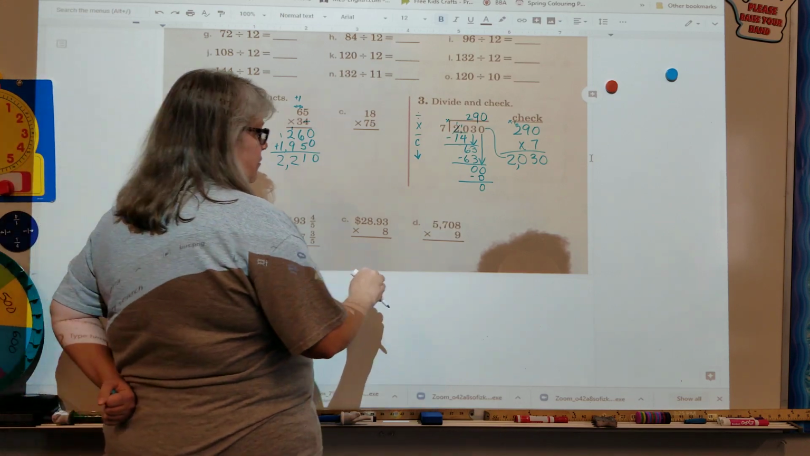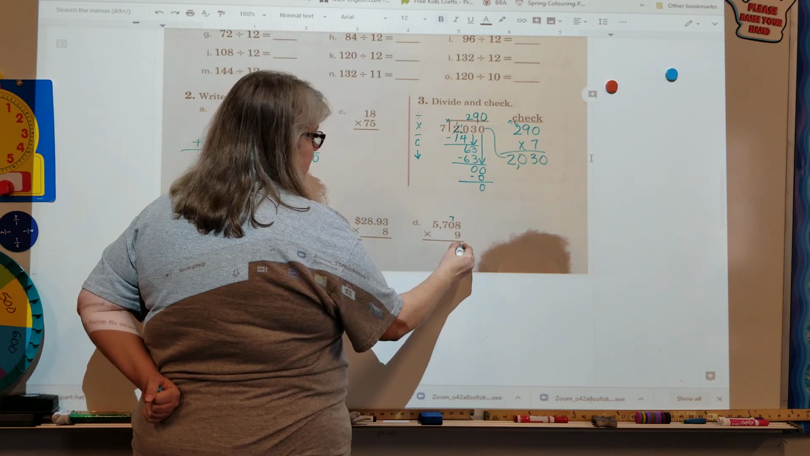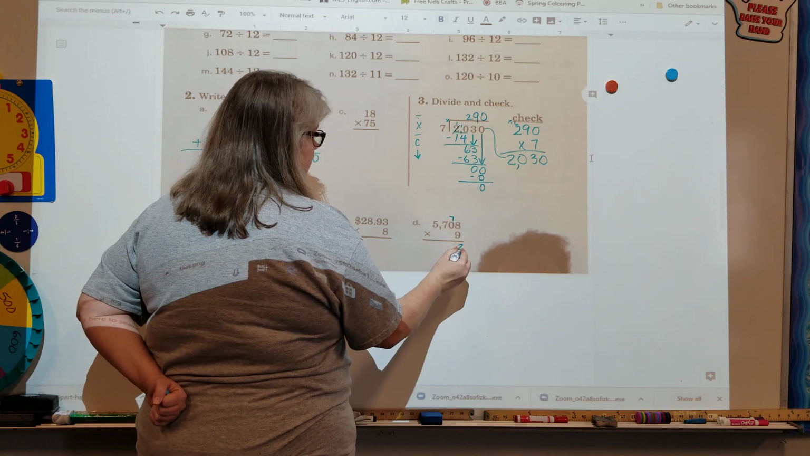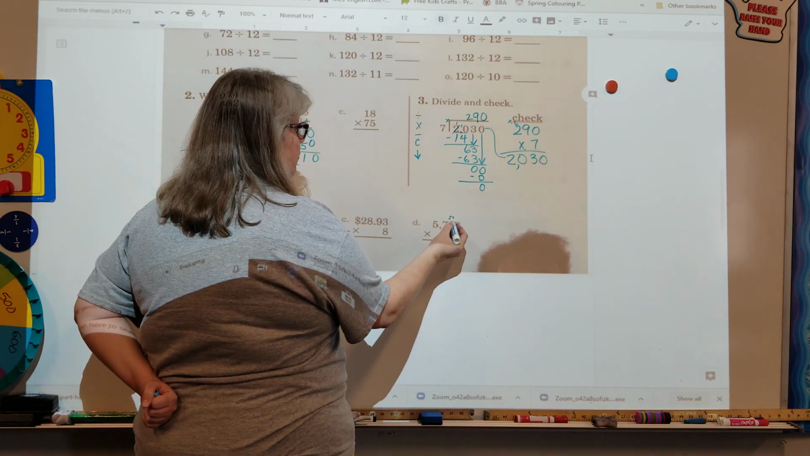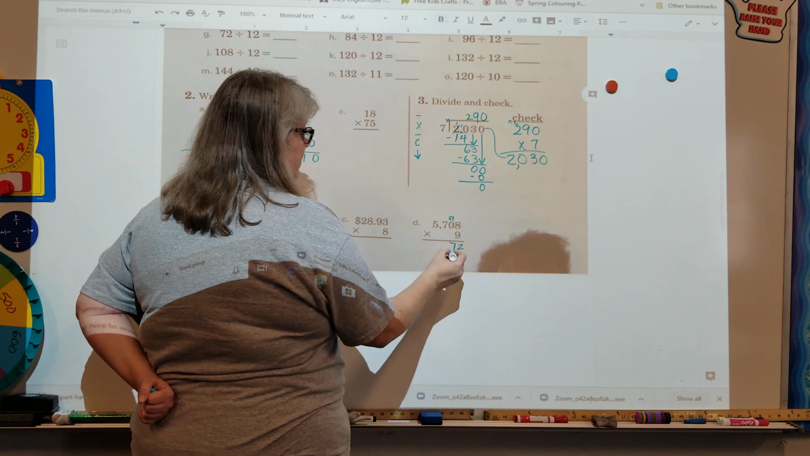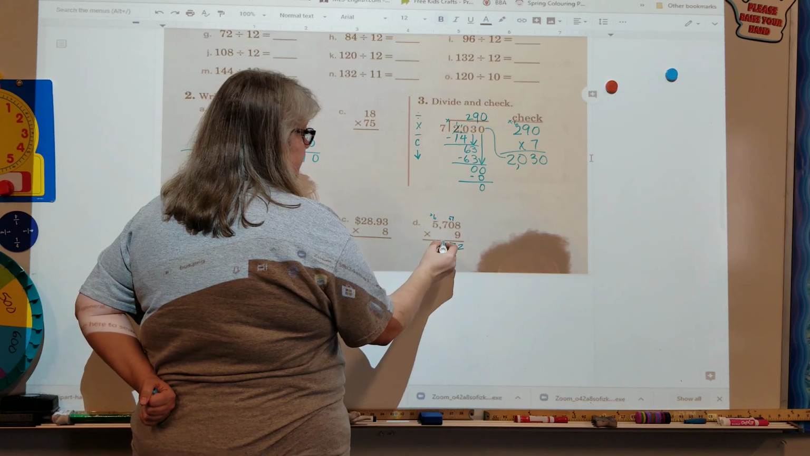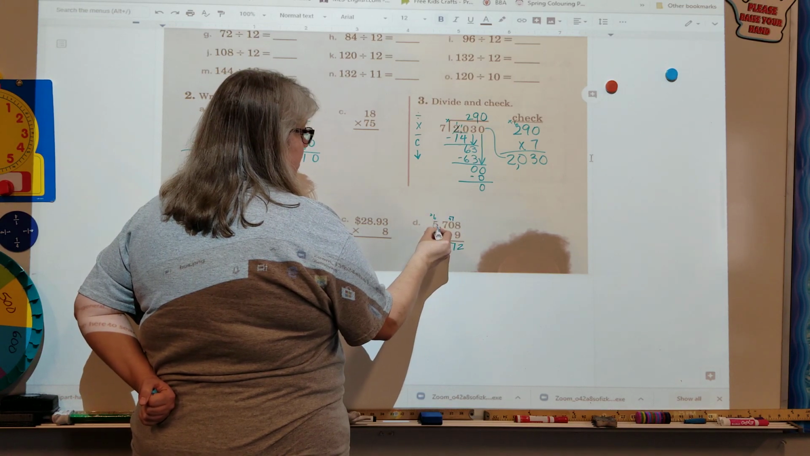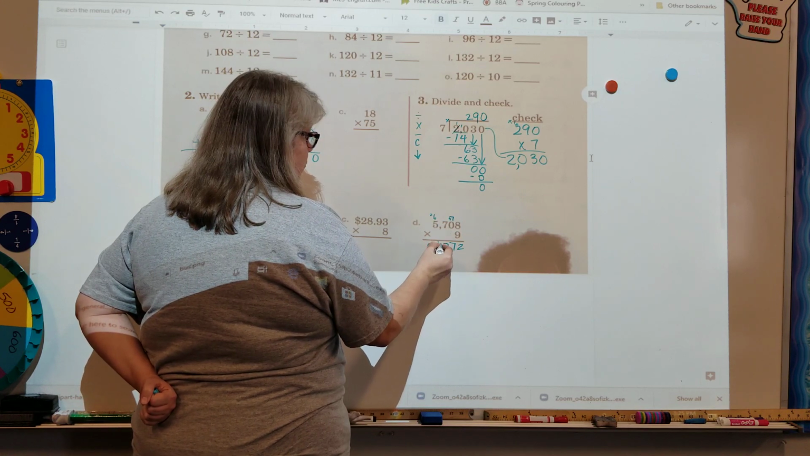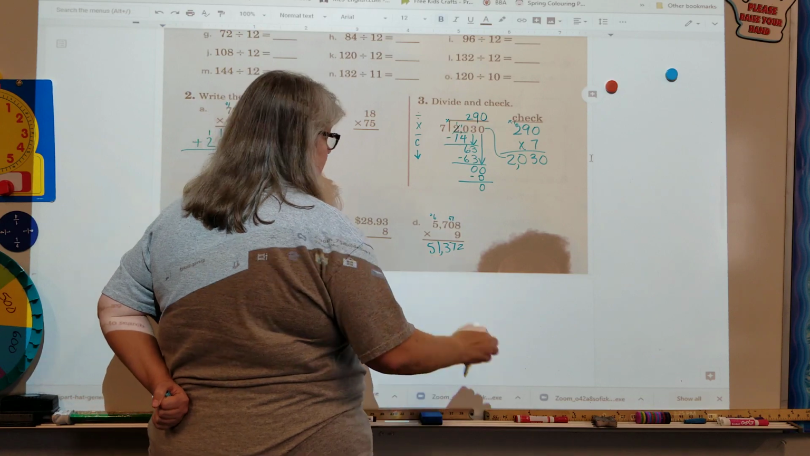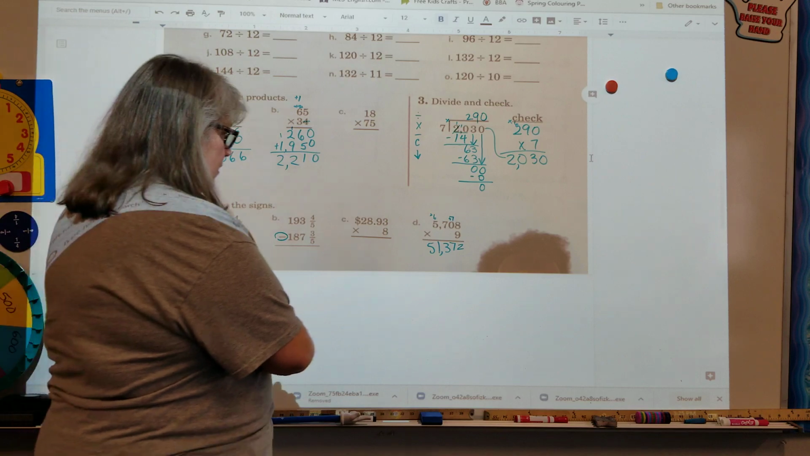Okay, I trust that you worked that. So 9 times 8 is 72. 9 times 0 is 0. Now, what's 0 plus 7? Make sure you put a 7 there. And 9 times 7 is 63. 9 times 5 is 45. 45 plus 6 is 51. Put your comma, 1, 2, 3. 51,372.